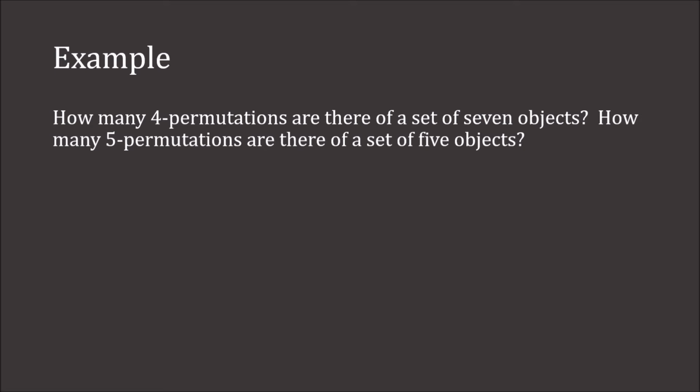So for the number of 4 permutations of a set of 7, we want to calculate 7P4. So this is 7 factorial over 7 minus 4 factorial. So we have 7 factorial over 3 factorial, which is 7 times 6 times 5 times 4. This is 840.